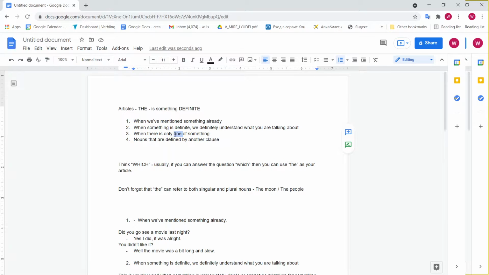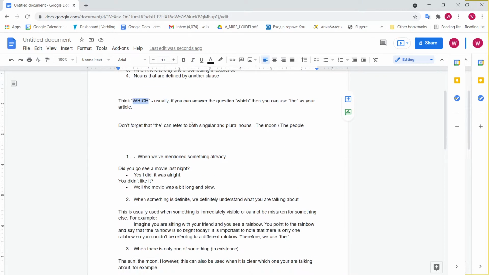The next one is when there's only one of something in existence. And the last one is when there is a noun defined by another clause. Essentially, the clause is defining the noun. Okay, and one thing I like to tell my students is that if you think the word which and try to answer this question, you'll often end up with the right answer as to whether you should use the or not. So usually if you can answer the question which, then you can use the as your article. We'll see some examples here, of course.